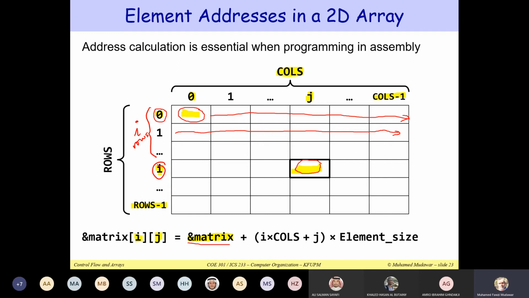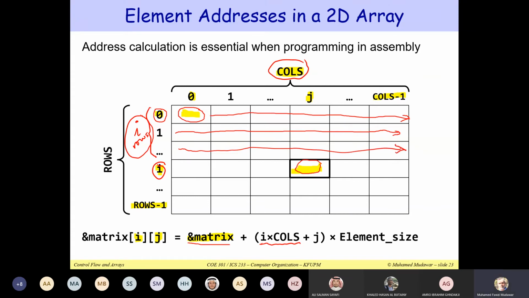Now, each row consists of many elements; columns is the number of columns inside my matrix. So I have to multiply i by columns. This will give me how many elements exist in the i rows before the row at index i. So count the number of elements in all of these rows.